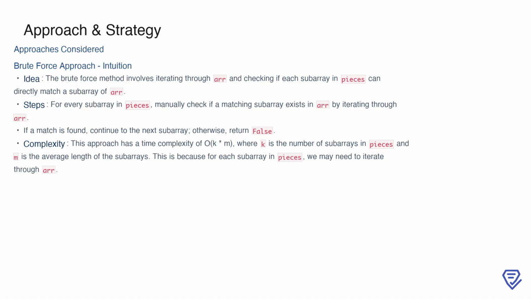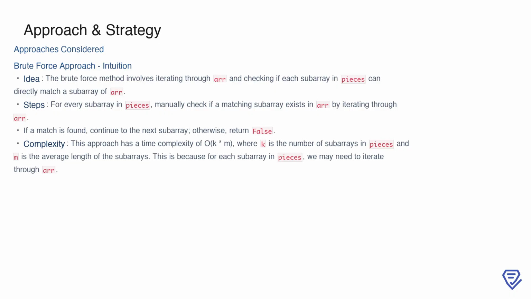To begin, let's consider the brute force approach as a starting point. The main idea here is to directly iterate through the ARR and check if each subarray in pieces matches a subarray of ARR. For each subarray in pieces, we manually look for its placement within ARR by iterating through the elements of ARR. If we find a match, we move on to the next subarray in pieces. However, if we fail to locate a match at any point, we immediately return false.